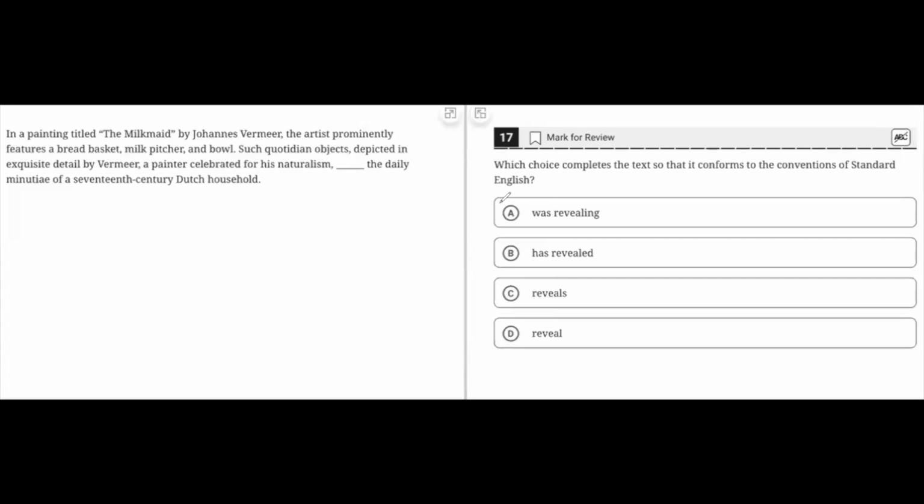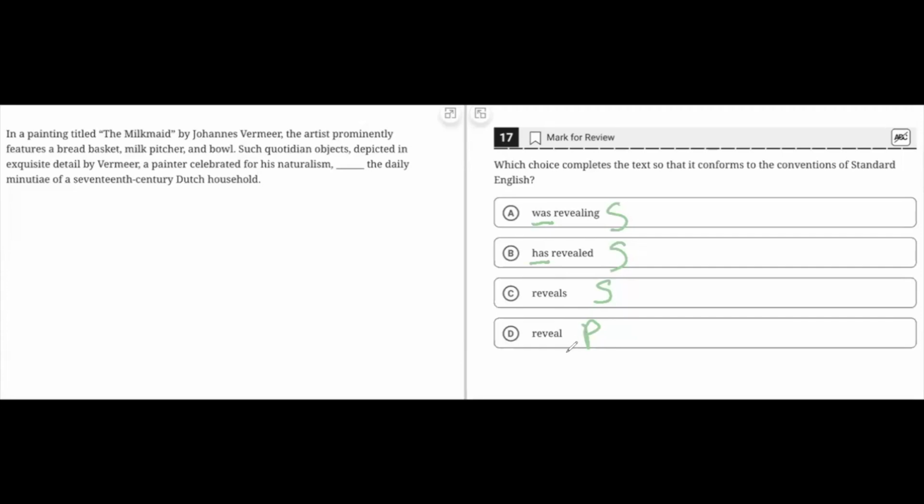So if we look at our choices here, we have was revealing. This is going to be singular, past continuous tense. We have has revealed. This is singular, present perfect tense. We have reveals. This is singular present tense. And then we have reveal, which is plural present tense. So because this is the odd one out, this is probably going to be the correct answer.